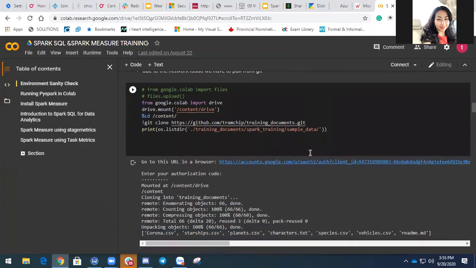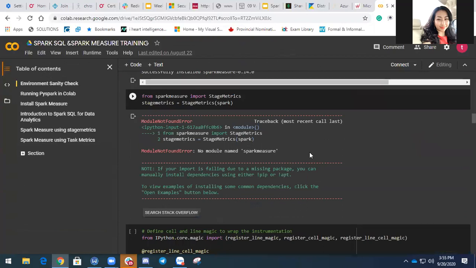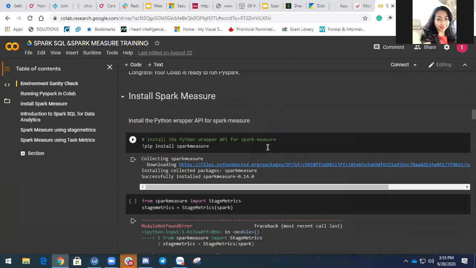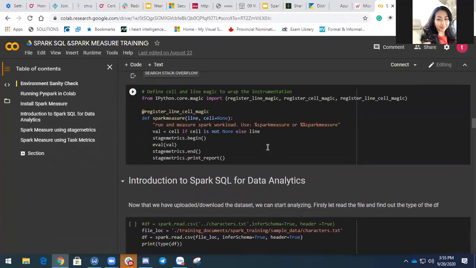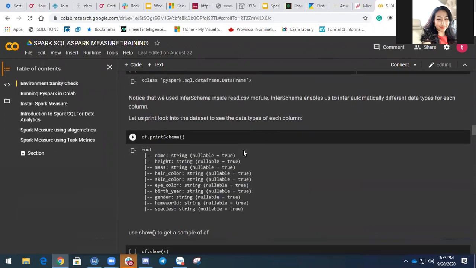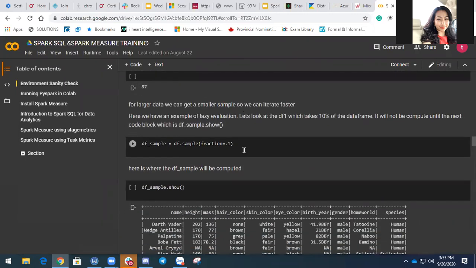Let me go to the main components. Spark Measure is where you can measure and debug your code. In the Hadoop cluster, you have the Spark UI where you can monitor your Spark job, but it doesn't help with monitoring a particular line. So that's where Spark Measure comes from.